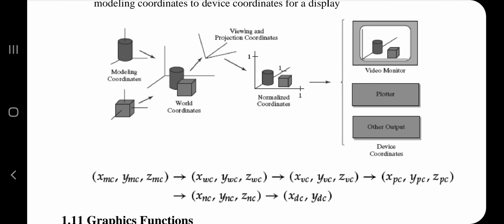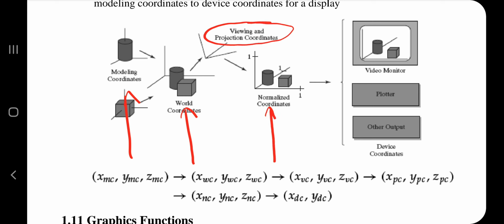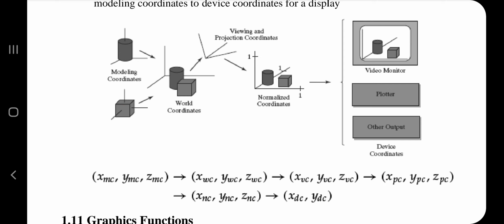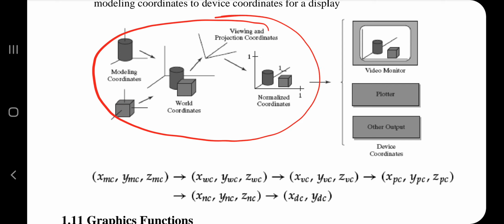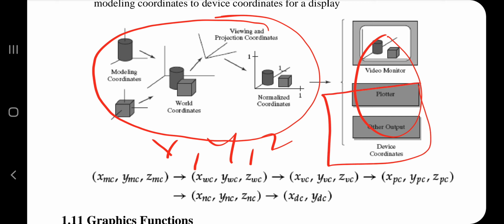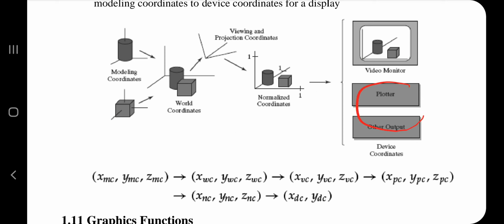So what are the different steps here? The first step is the modeling coordinate, the second is the world coordinate, third is the viewing and projection coordinate, fourth is the normalized coordinate, fifth is the device coordinate. One thing you need to make sure of is that in all of these you are using 3D parameters, x, y and z. But in TV you are just using 2D, because the TV does not give you 3D effects, right? You can view it in a 3D manner, but it is a 2D TV only. Your device is not 3D displaying. You will just see it on a 2D screen, x and y coordinates. So that's why the transformation happens here. For that you are using plotters and other outputs.